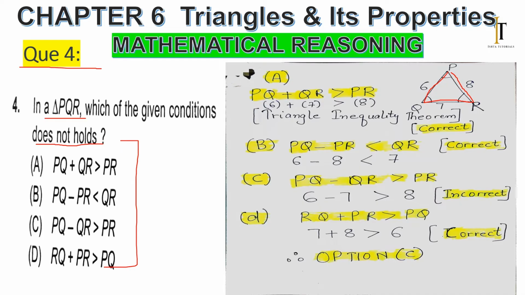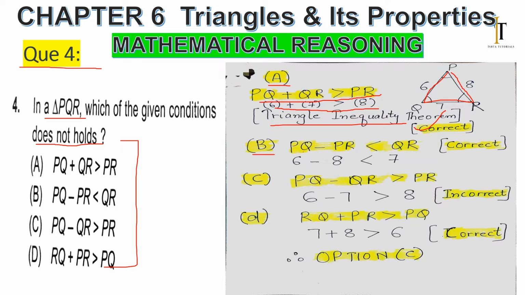Now option A. It states that PQ plus QR is greater than PR. On substituting the values, we find 6 plus 7 is greater than 8. Yes, it's correct. Actually students, this is the triangle inequality theorem, which states that the sum of any two sides must be greater than the third side. Now let's check option B.